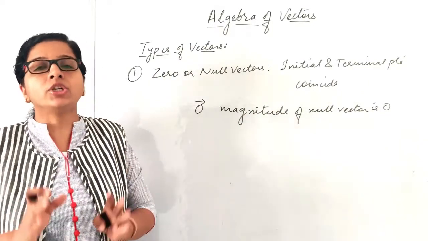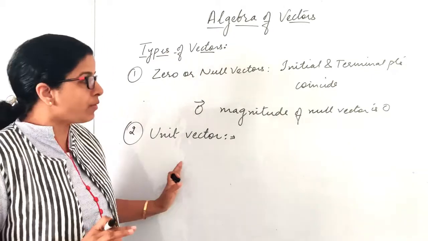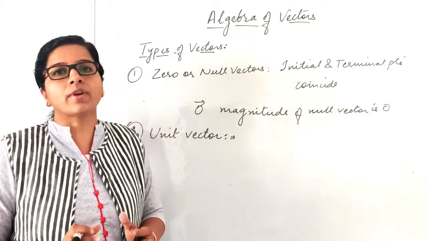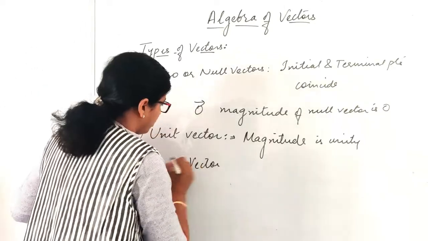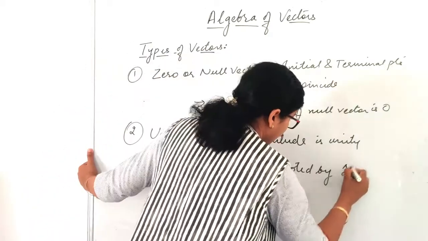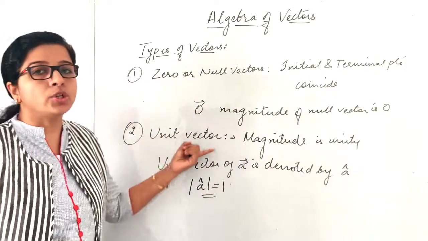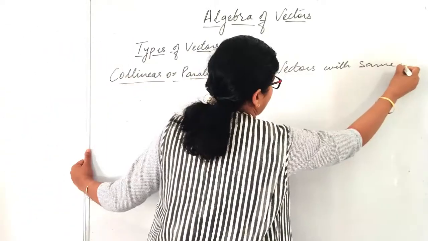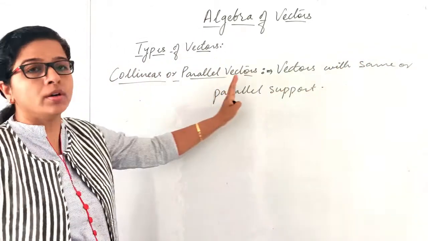Now next is unit vector. A vector whose magnitude is unity, right? If I want to write the unit vector of any vector, say for example, the unit vector of A vector, I denote it by A cap. So the unit vector of A vector is denoted by A cap. Is it clear? The magnitude of A cap is always 1. So this is known as a unit vector. Collinear or parallel vectors means vectors with the same or parallel support are nothing but collinear or parallel vectors.